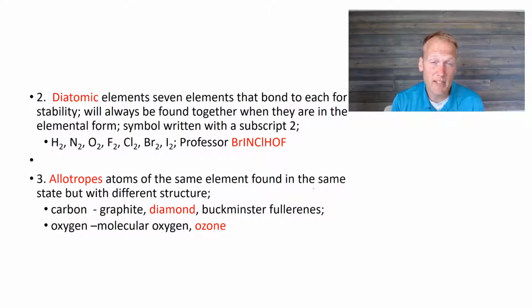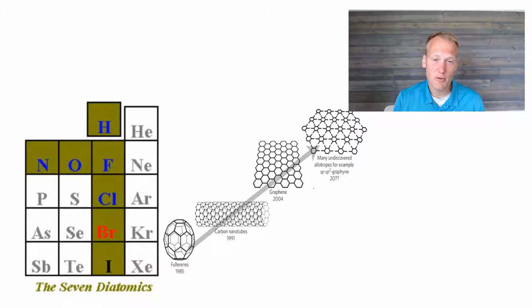Another type of element would be something called an allotrope. An allotrope is when the same element can make different types of organizations or different types of structures. So for instance, carbon can form graphite, but it can also form diamond and other things called Buckminster fullerenes, which we won't get too far into. Oxygen can make O2 or ozone. So there are certain elements that can make different types of molecules only using that one element. Those are called allotropes. Here's just a slide that's actually showing you Brinkelhoff.